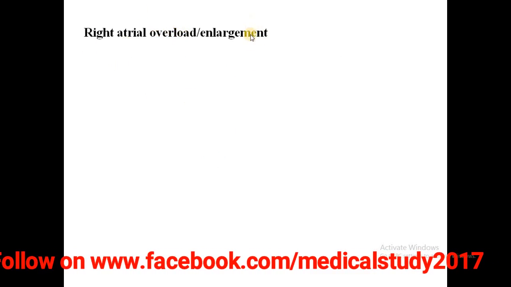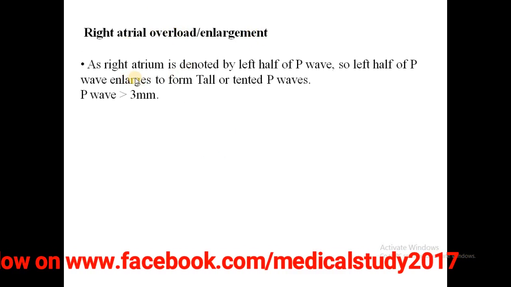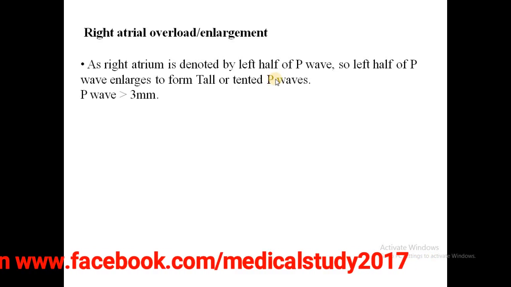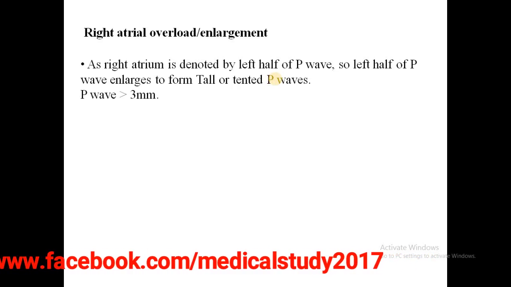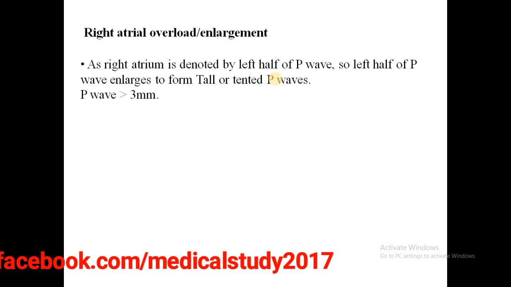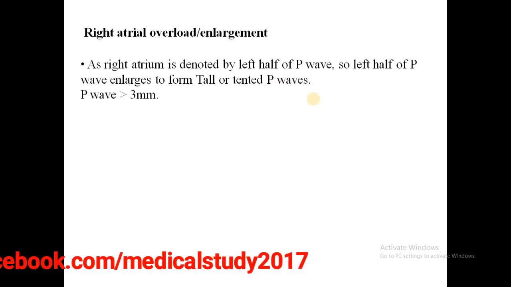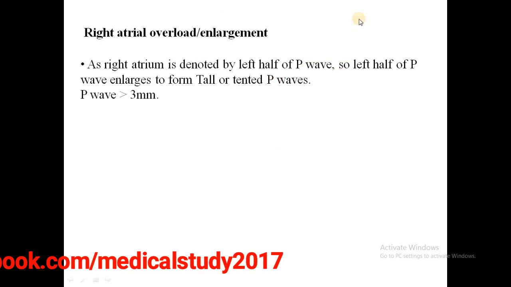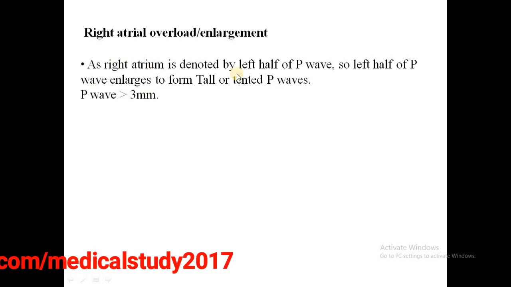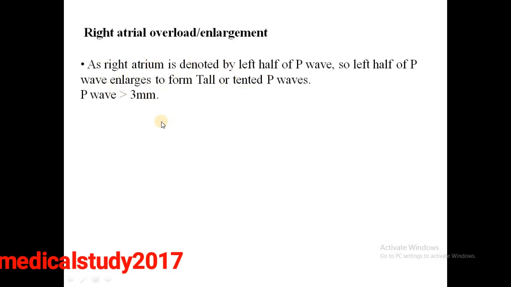Now how to find right atrial overload? By seeing the P wave. As the right atrium is denoted by the left half of the P wave, whenever there is overloading of the right atrium, or right atrial enlargement, or a problem with right atrial depolarization, the left half of the P wave will become abnormal. So when it is monophasic, the left half of the P wave will become enlarged. It will enlarge to form a tall tented P wave, and the P wave will become more than or equal to 3 millimeter in size. So it will be something like this.